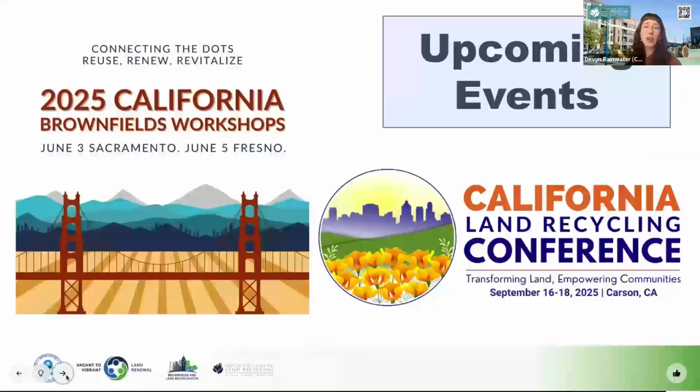And here are some further ways to connect with us in person. So come say hello to the CCLR team and the EPA team in person. We're hosting 2 workshops in California this year. On June 3rd, we'll be hosting a workshop in Sacramento, and on June 5th in Fresno.